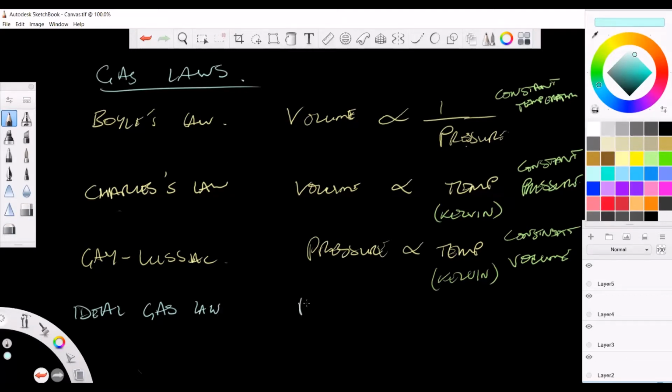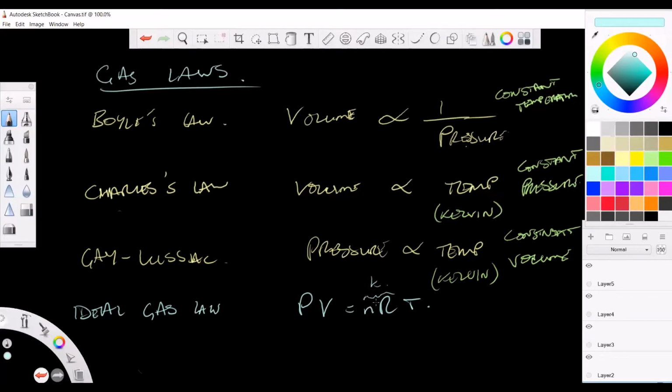The ideal gas law is PV equals nRT. So that's pressure times volume equals n times R. You can really combine those into one constant if necessary. n and R are, n is the amount of gas you've got.